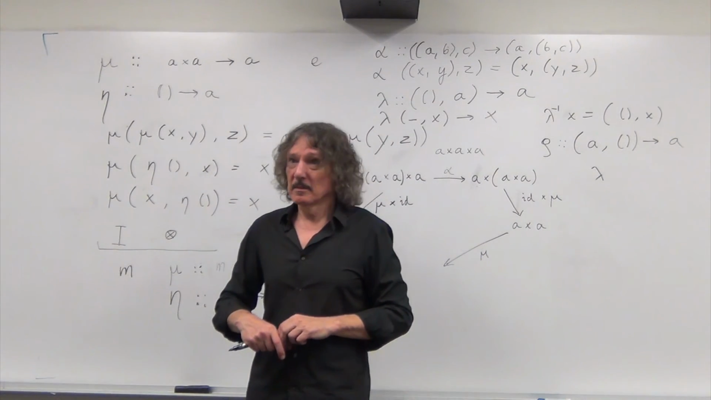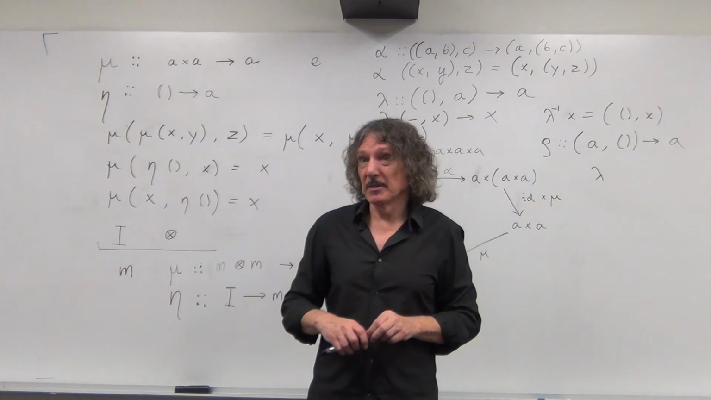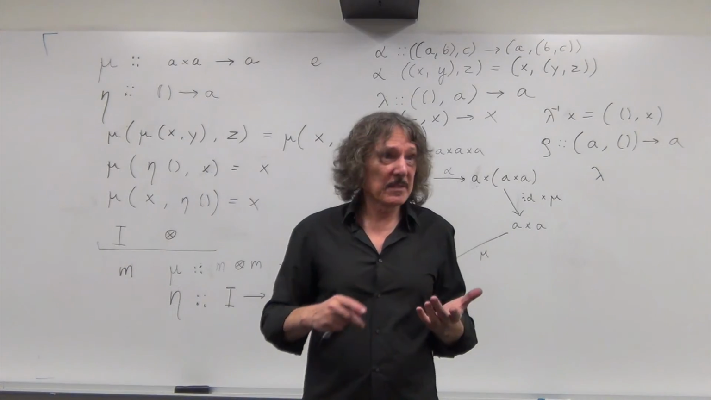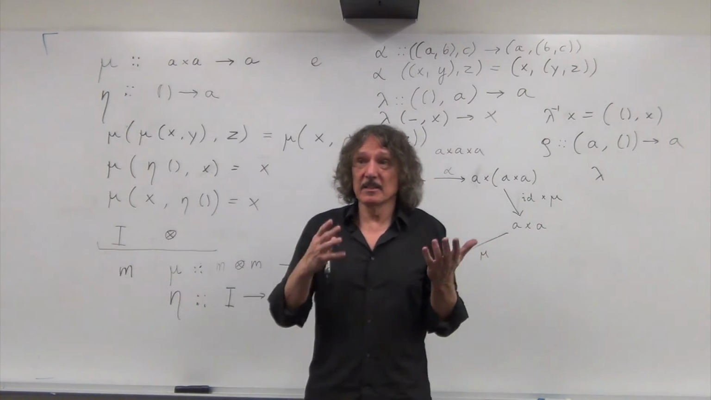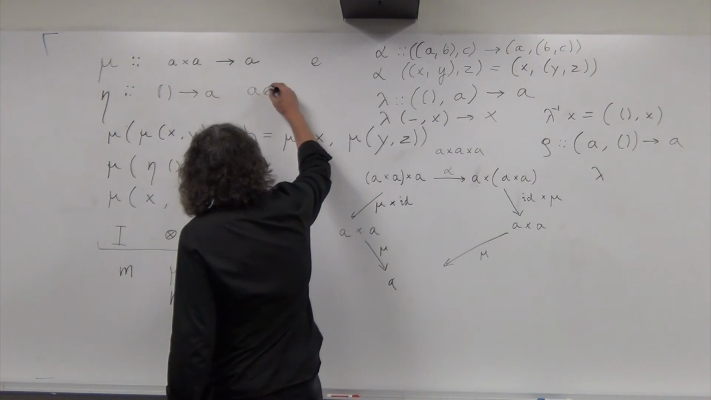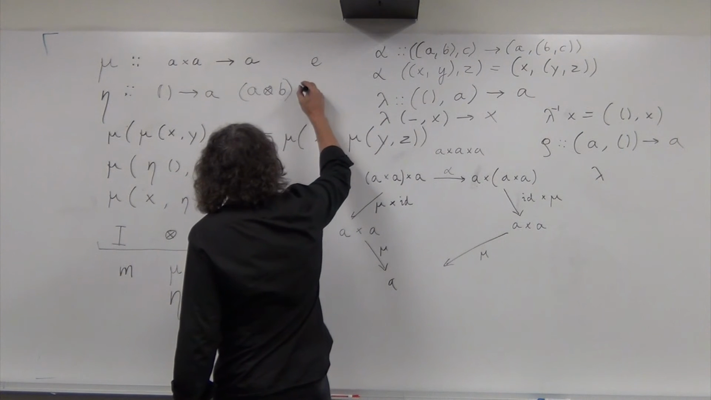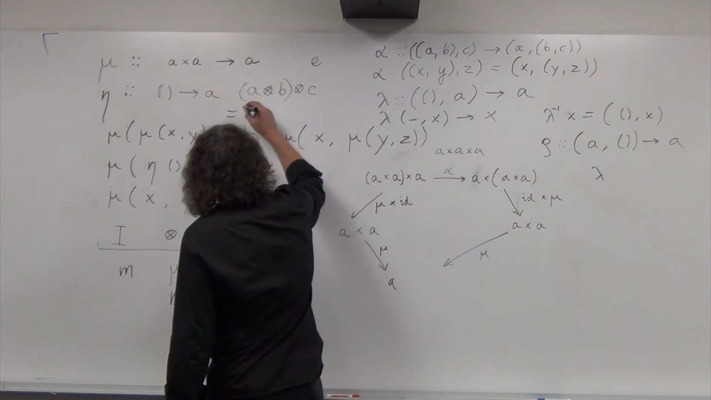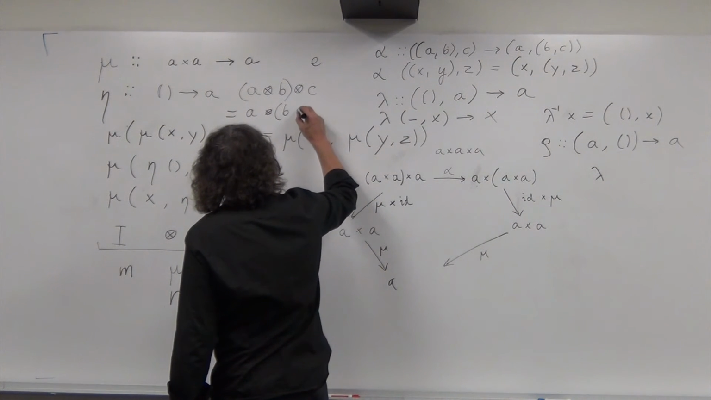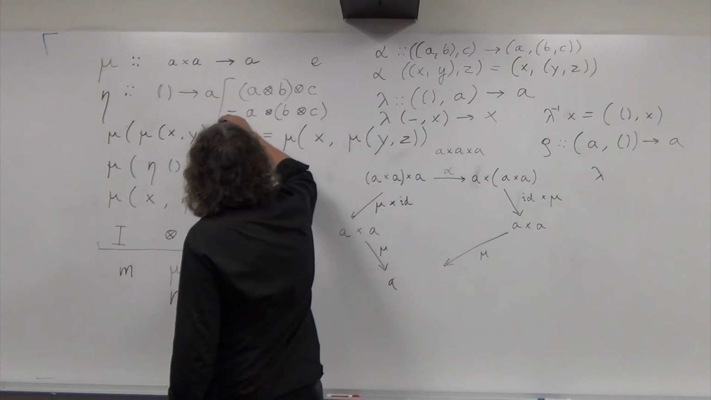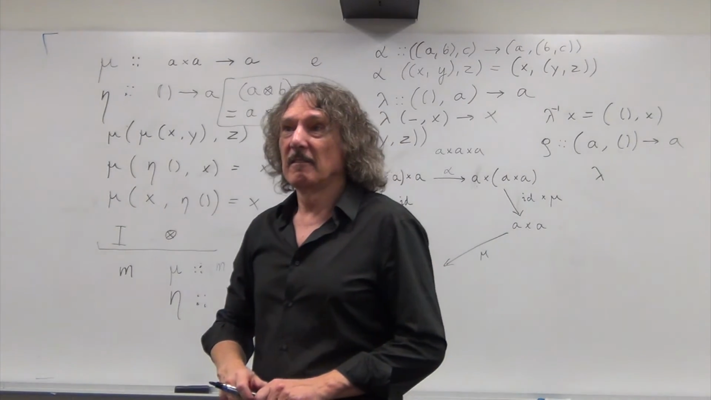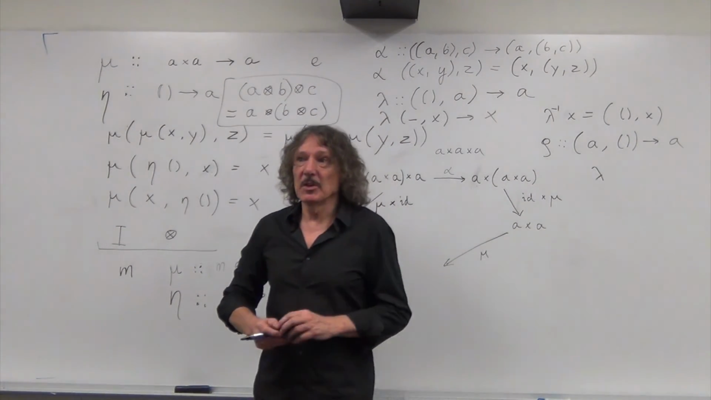But there are also strict monoidal categories. A strict monoidal category has equalities instead. Right? So associativity is just equality: A cross B cross C is just equal to A cross B cross C. And the same with unit. Okay? So there are these strict monoidal categories.